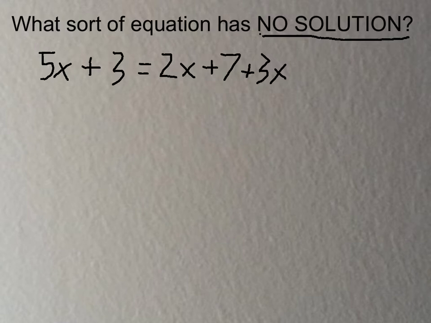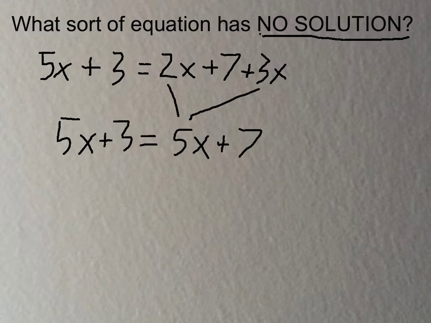You'll probably notice that the right-hand side of the equation quickly simplifies to 5x plus 7. So the 2x and the 3x give us 5x. At this point, it should already look a little weird. We have, on one hand, 5 times some number plus 3, and on the other hand, we have 5 times some number plus 7, but we're saying they're equal.